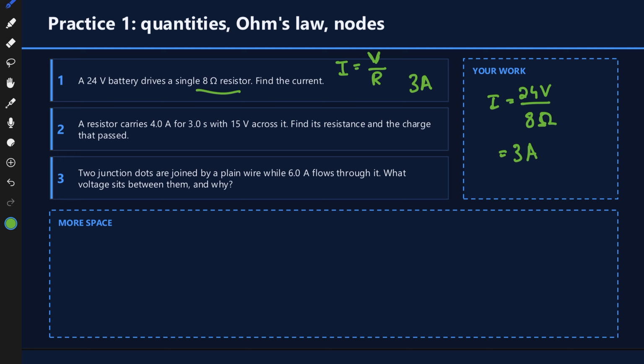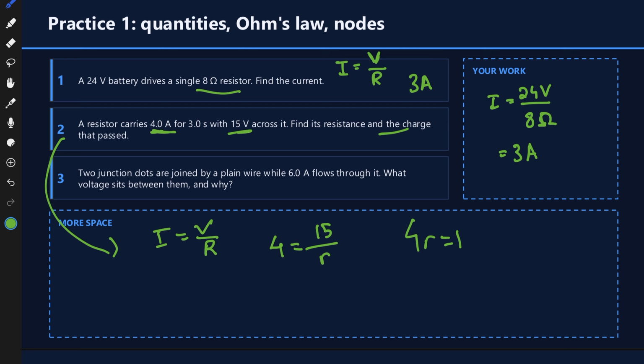Okay. A resistor carries 4 amps for 3 seconds with 15 volts across it. Find its resistance and the charge that passed. So 4 amps, right? That's our current. So if I was to write I is equal to V over R, we know that 4 amps is equal to 15 volts across it, 15 over the resistance, right? So then 4 times resistance is equal to 15, and the resistance is about 3.75 ohms. Okay.